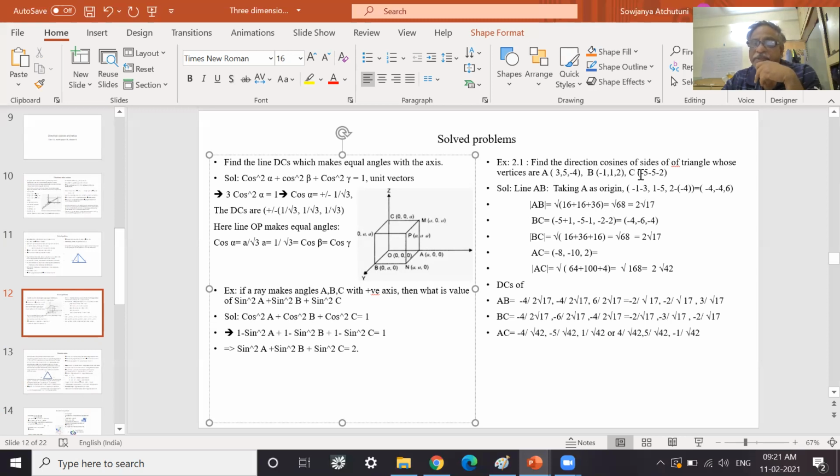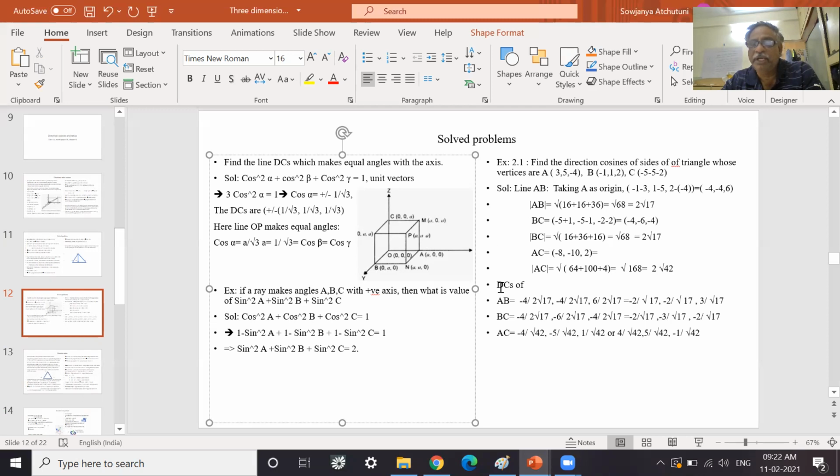Similarly for BC: minus 5 plus 1 is minus 4, minus 2 minus 2 is minus 4... so minus 4, minus 6, minus 4. What is the length of BC? The length of BC side is 2 root 17. Similarly, the length of AC side is 2 root 42.